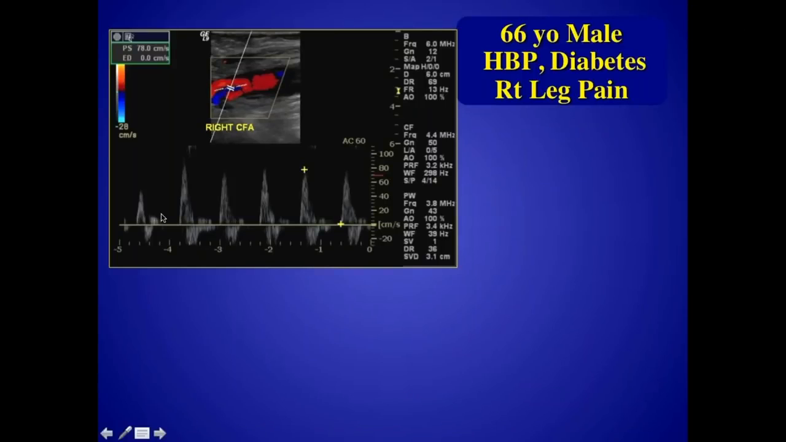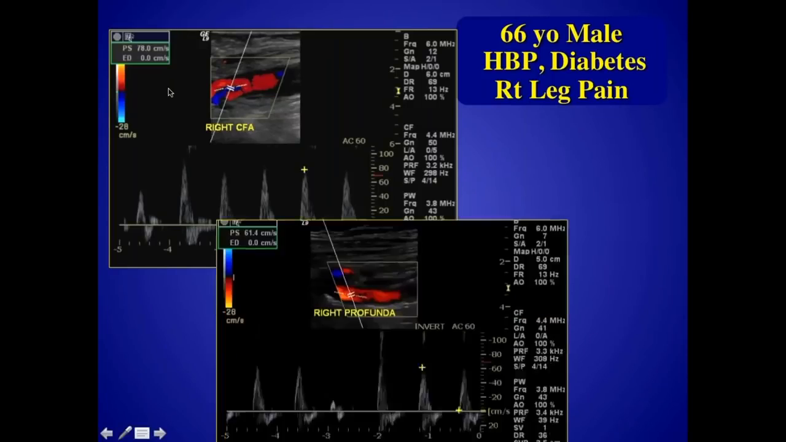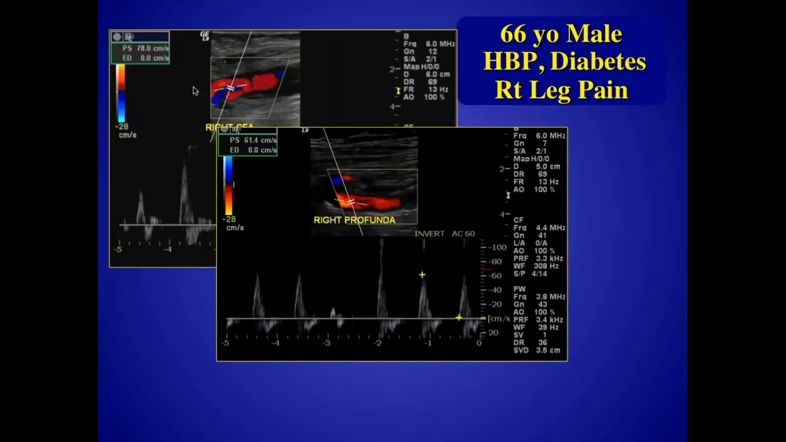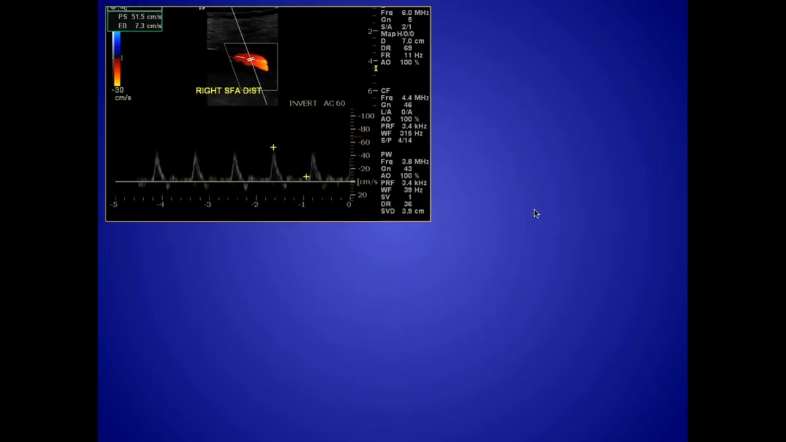Let's take a look at this case. 66-year-old male, high blood pressure, diabetes, right leg pain. The sample from the common femoral artery, triphasic flow, velocity is 78. So far so good. As we move into the deep femoral, also looks pretty good. Triphasic flow, no elevation in the velocity. Superficial femoral artery, proximal, also normal waveform, normal velocity range.